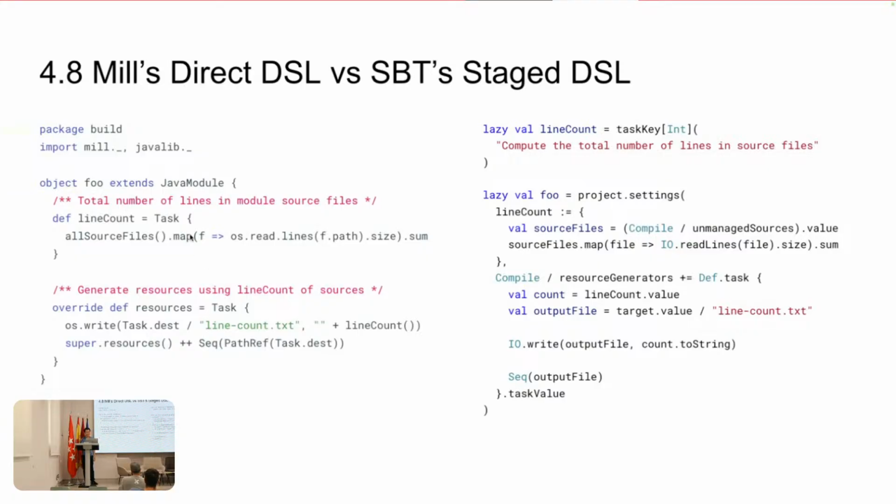So comparing the Mill build config to the equivalent SBT build config, they're both Scala, but they are very different kinds of Scala, right? The Scala you see on the left looks like normal Scala, except for these task things. And the Scala on the right is kind of weird, and you'll never see code like this in an application code base, with these slash colon equals plus equals def.task and so on.